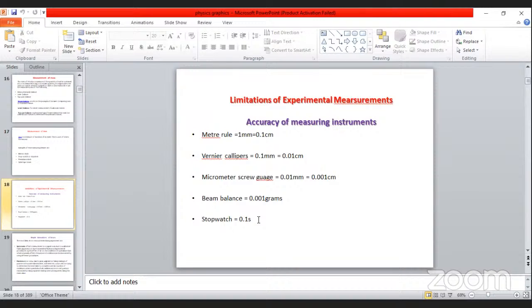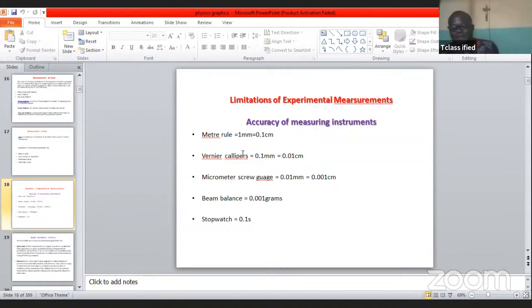Are you clear on that? So the meter rule, the vernier calipers, and the micrometer screw gauge are all for length. Then the beam balance is for mass and the stopwatch is for time. Perfect. That is it.